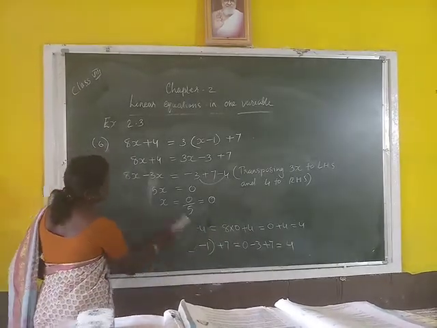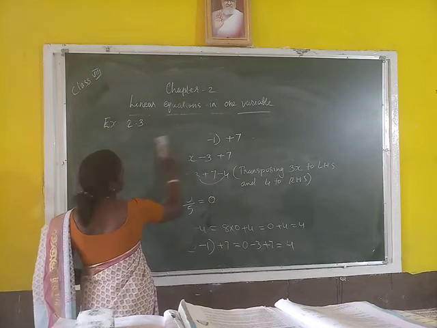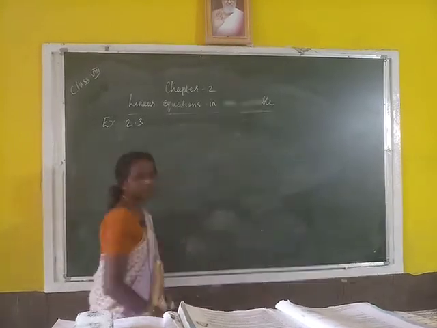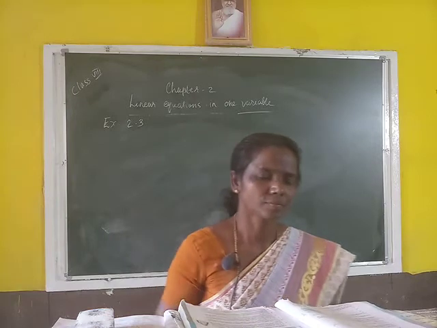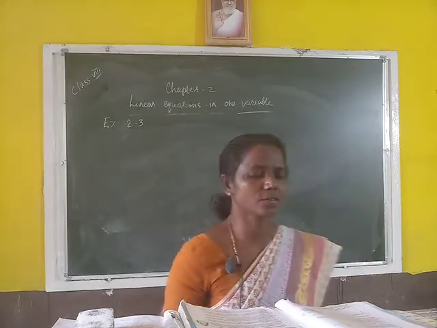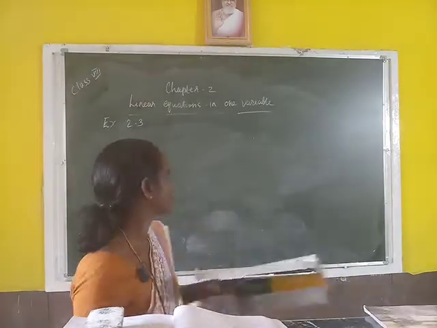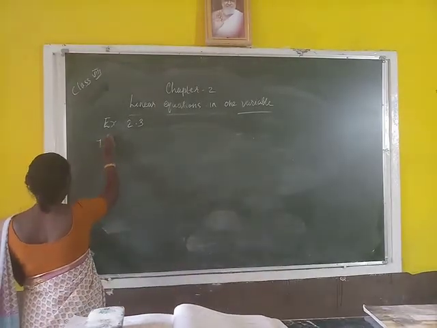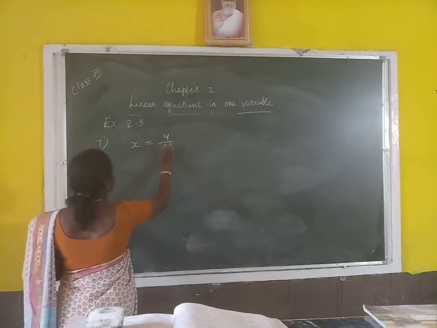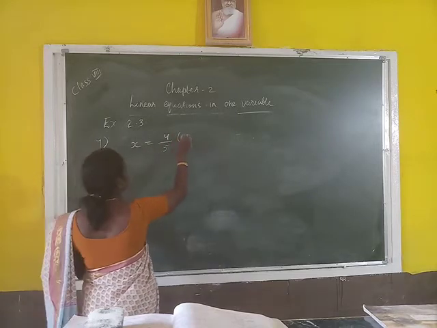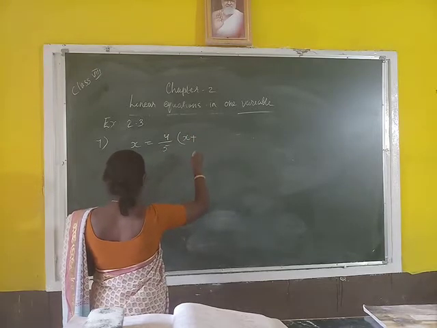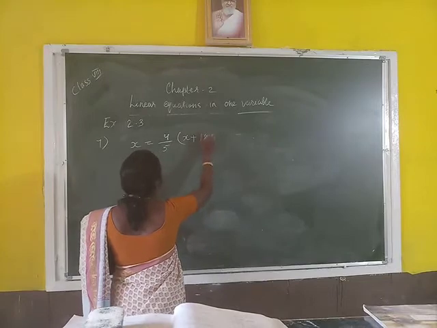The next question, number 7. Look, x is equal to 4 upon 5 into x plus 10.